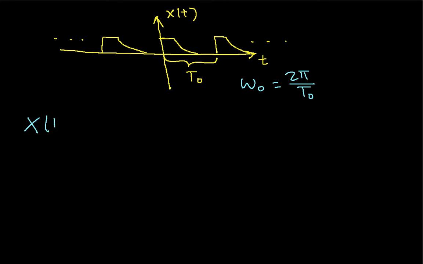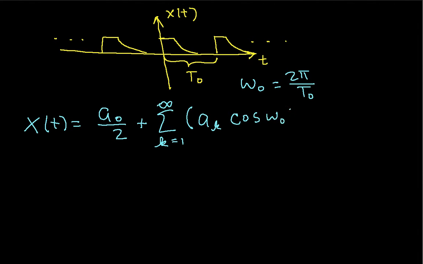And the formula for doing this is the following. X of t is equal to a coefficient a0 over 2. You'll actually see that called different things in different books. Plus the summation from k equals 1 to infinity of a sub k cosine omega 0 t plus b sub k sine omega 0 t. And a sub k and b sub k are the trigonometric Fourier series coefficients.